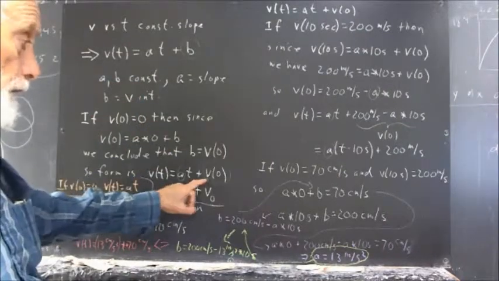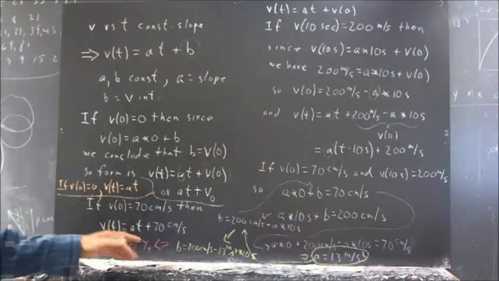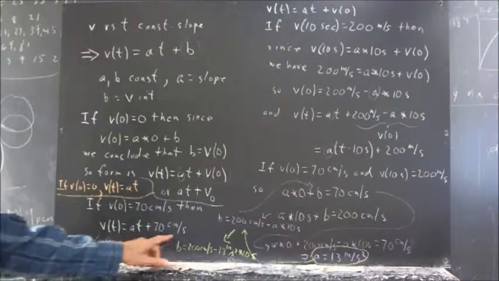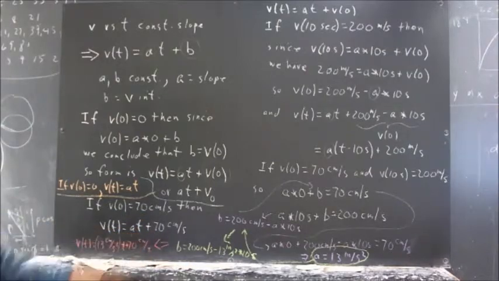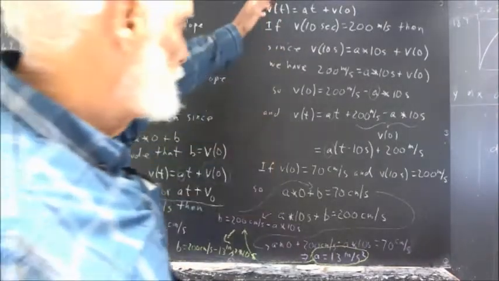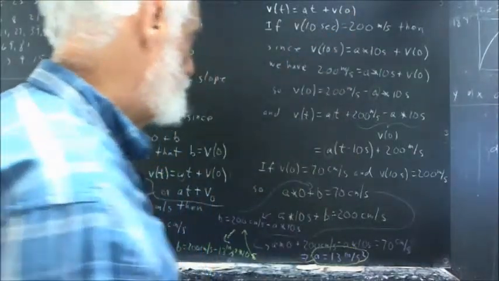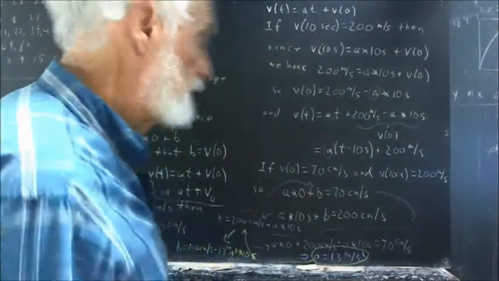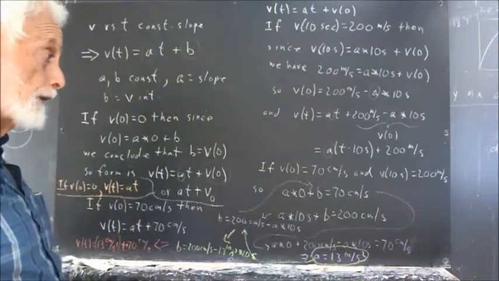We identify the b term as v of 0, the velocity at the t equals 0 instant. And of course that applies here too. Now we no longer have a b in here. We have a definite quantity, 70 centimeters per second. In this case, again, we eliminate the b in terms of our v of 0 and then in terms of our 200 meters per second. So we've eliminated one of the parameters, a and b, of this general velocity function.